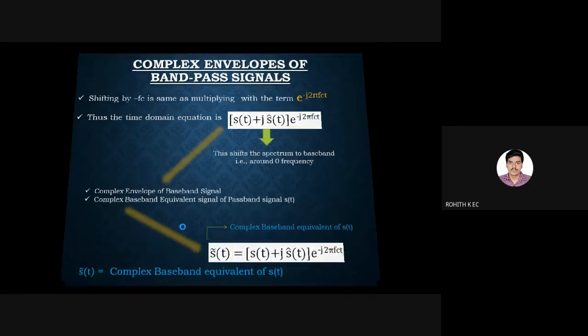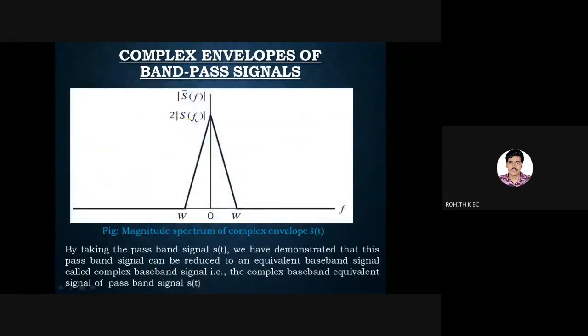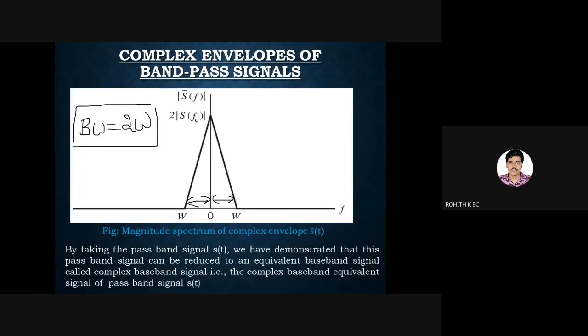Okay, now if I draw the spectrum of this s tilde of t, this looks like this. Here the amplitude is 2 into s of fc, and its frequency is from minus w to w. Now here you can clearly see this spectrum is occupying a bandwidth of how much? 2w, because it has frequencies in the positive side as well as in the negative side, isn't it? So therefore this spectrum is occupying a bandwidth of 2w. Now if you could recall what we began discussing in the beginning of this module, our objective was to ensure that the bandwidth requirement can be reduced by 50%, right?